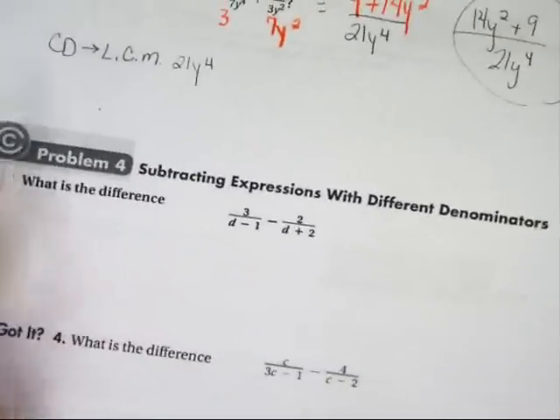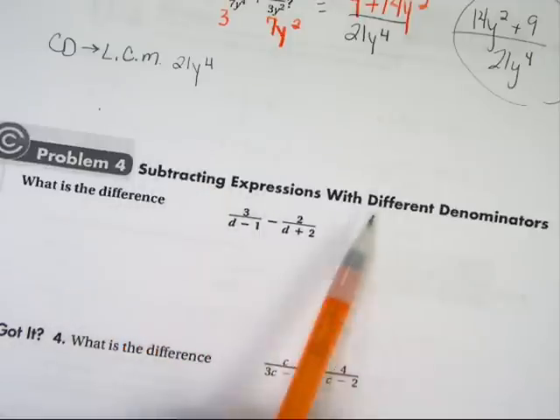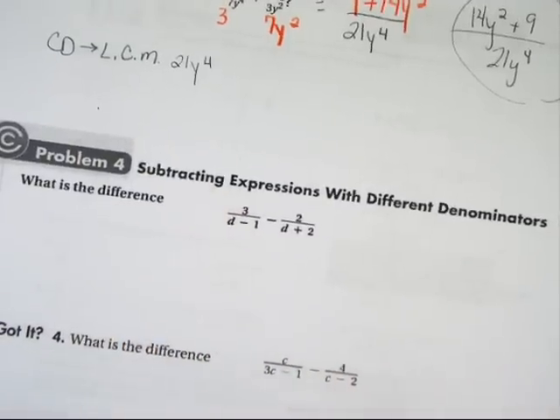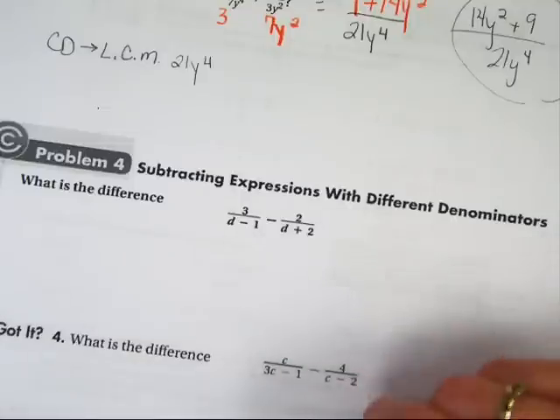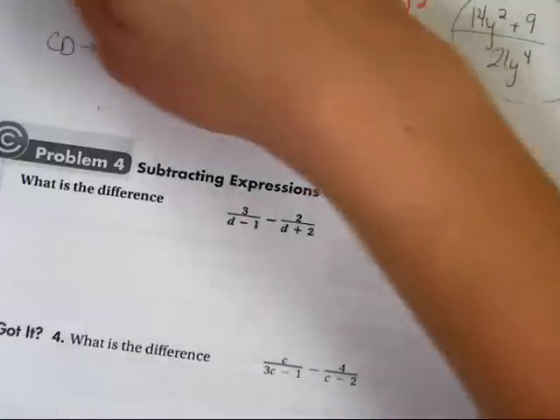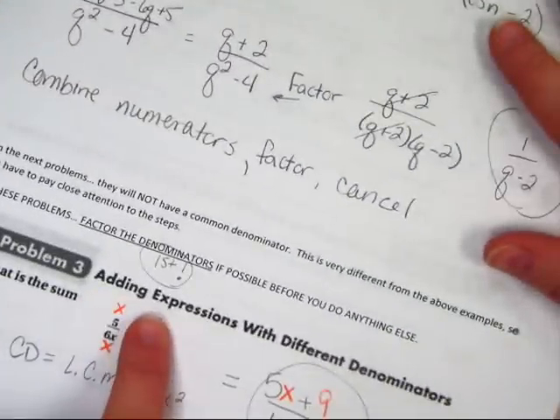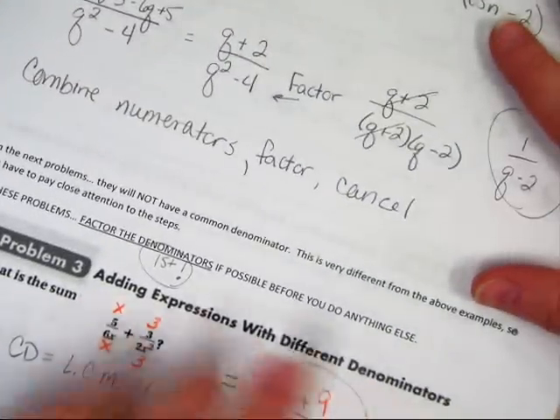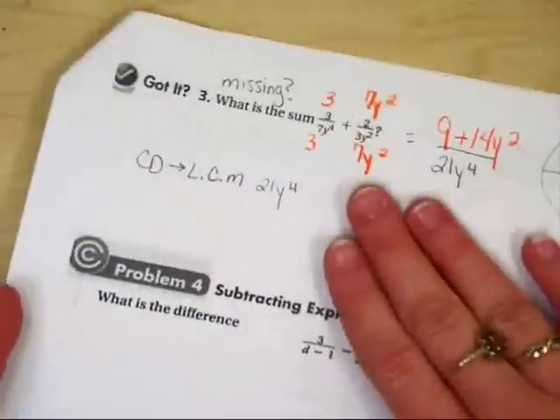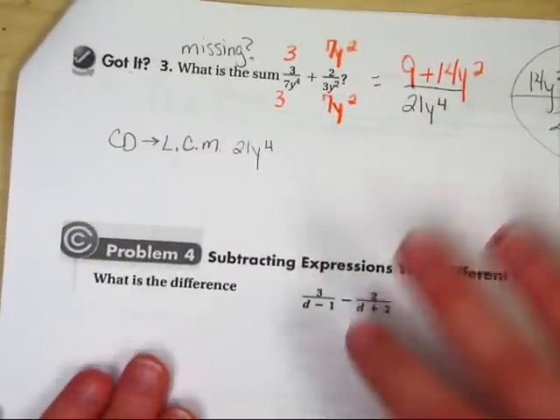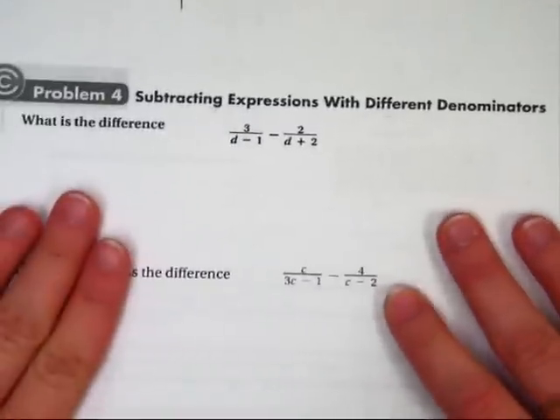Okay, problem 4. Now we're going to subtract expressions with different denominators. So we're not adding anymore, we're subtracting. Something that I think the book doesn't do a very good job about is, if you look at the title on problem 3, it says adding expressions with different denominators. But in adding, they only showed you examples with monomials. And then when they do subtracting, they do examples with binomials on the bottom.